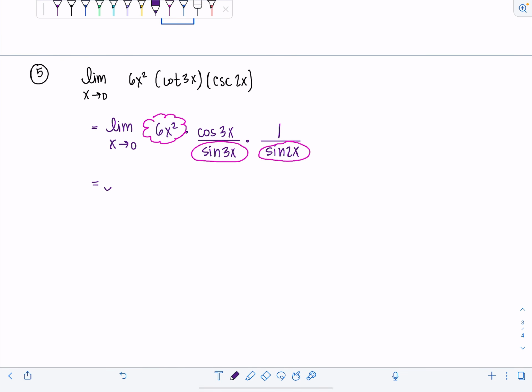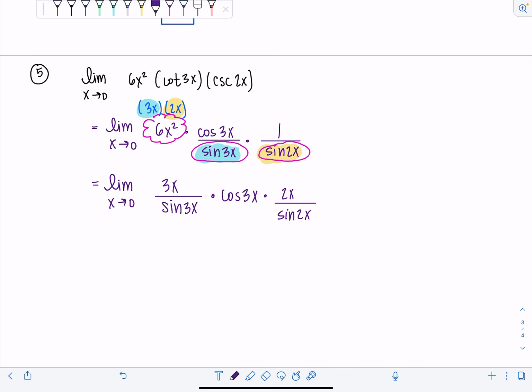We've got the limit x approaches 0, I want you to think of this 6x squared as 3x times 2x. Is it not? It is. So this 3x, I'm going to write it over sine 3x. And then this 2x is going to go over sine 2x. So beautiful. 3x over sine 3x. Now don't forget there's times that little cosine 3x just hanging out minding his own business. And then 2x over sine 2x. Very nice.